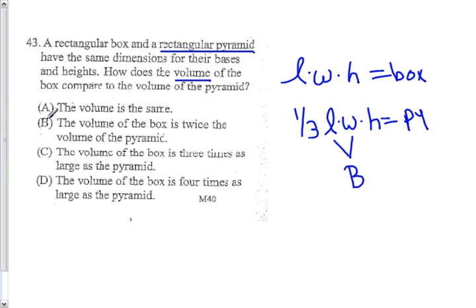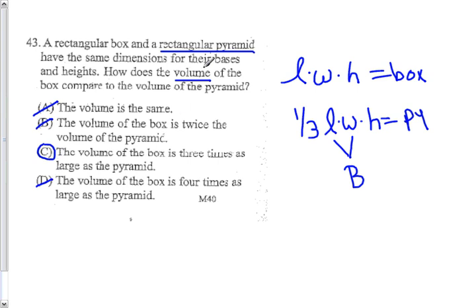So let's look at our answer choices. A, the volume is the same. No, they're not the same. B, the volume of the box is twice the volume of the pyramid. No, that is incorrect. And C, the volume of the box is 3 times as large as the pyramid. And that is true because we're taking the inverse of 1/3, which would make the box, because we're comparing the box now to the pyramid, 3 times larger than the pyramid. So that rules out D, the volume of the box is 4 times as large as the pyramid.